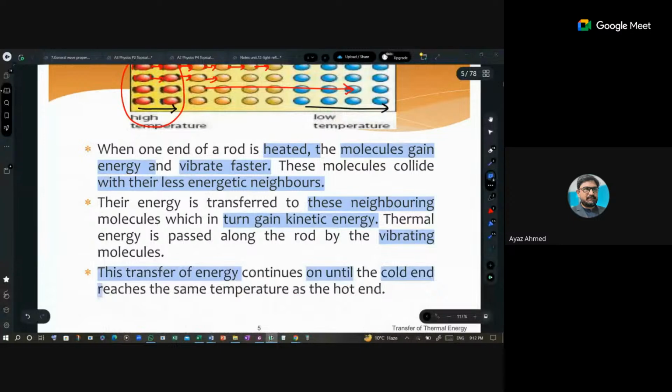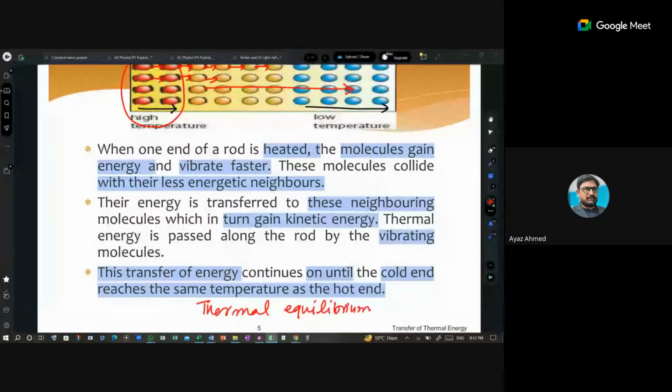I told you that this is called thermal equilibrium. What did we call it? Thermal equilibrium, when there will be no energy transfer at all. So this is the basic concept of conduction in any metal.